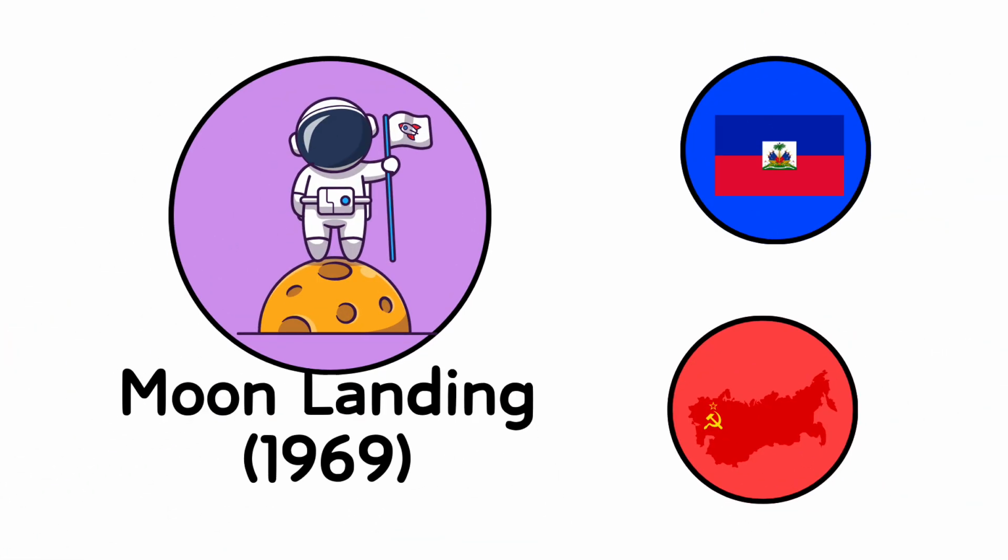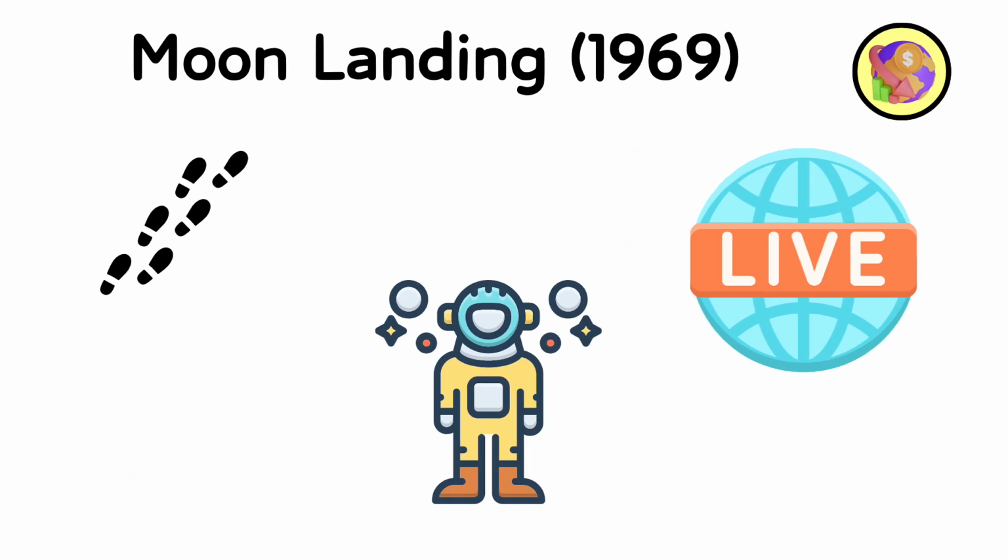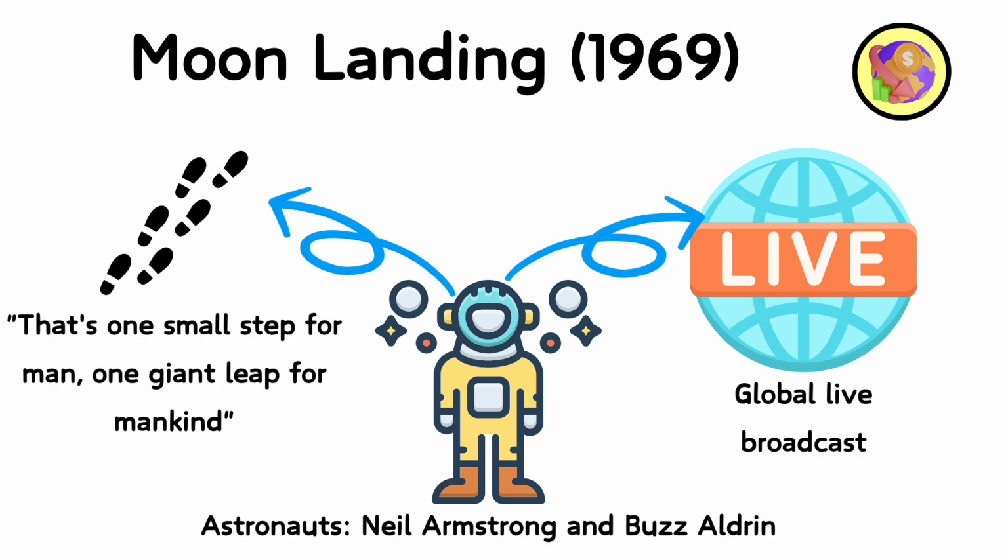Moon landing, 1969. On July 20, 1969, the United States achieved a monumental milestone in human history by landing the first astronauts on the Moon. This event is famously known for the Apollo 11 mission, where astronauts Neil Armstrong and Buzz Aldrin walked on the lunar surface. Neil Armstrong's first words as he stepped onto the Moon, "That's one small step for man, one giant leap for mankind," were broadcast live to millions of people around the world.